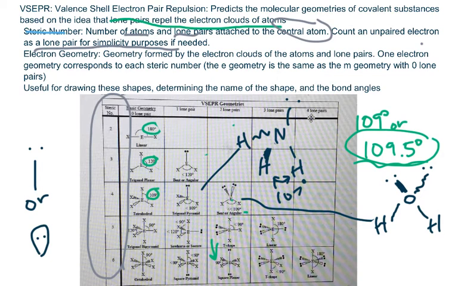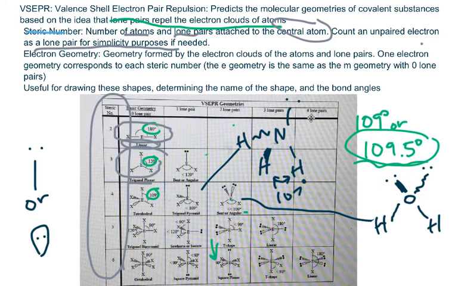Steric number 2. The only thing that could occur here is two atoms being attached, and that will be 180, and it will be called linear. For steric number 3, you can have 3 atoms attached, each 120 degrees apart, and that's called trigonal planar.